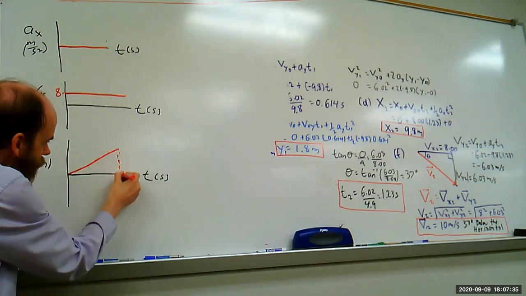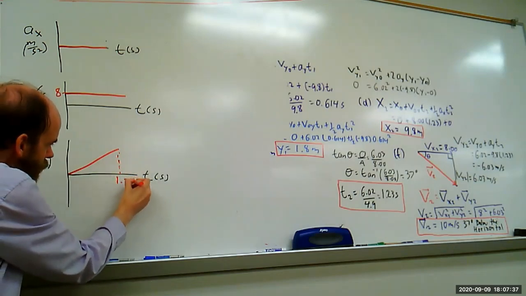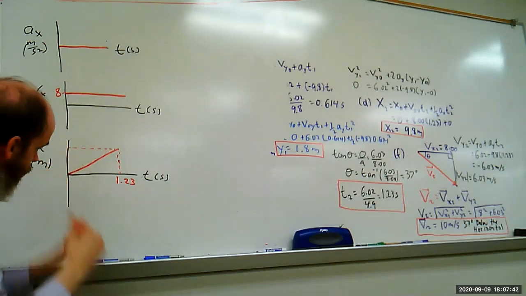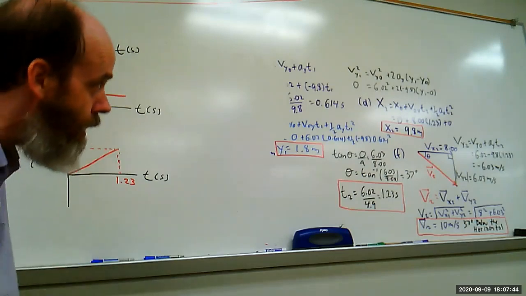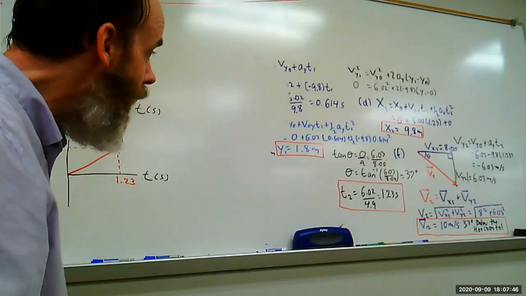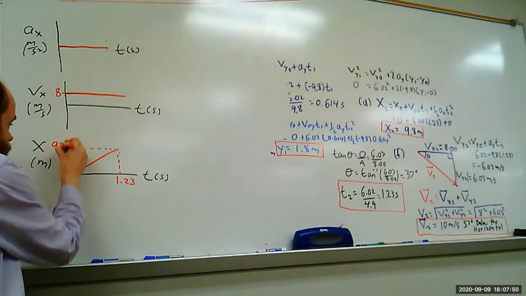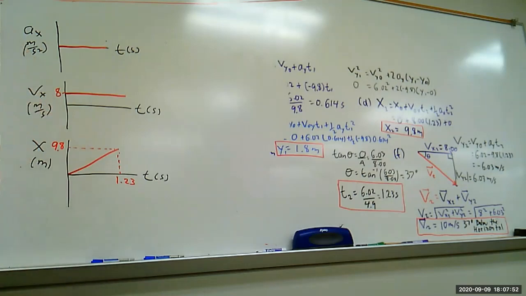And this time, 1.23 seconds. And this position here on the y-axis is 9.8 meters. That's the range of the football. So there are the three graphs in the horizontal direction. Now we want to do those three graphs in the vertical direction.